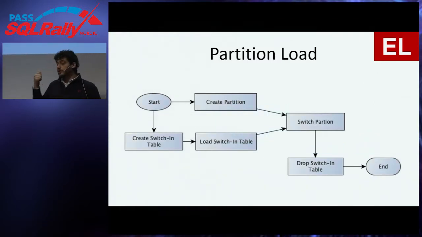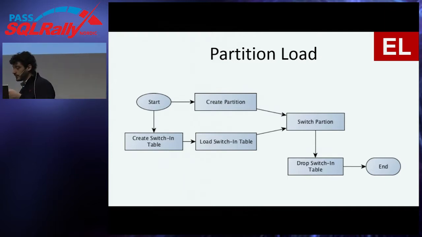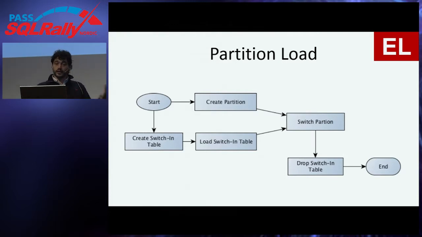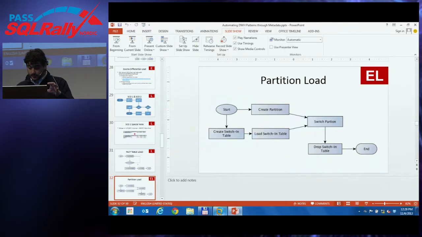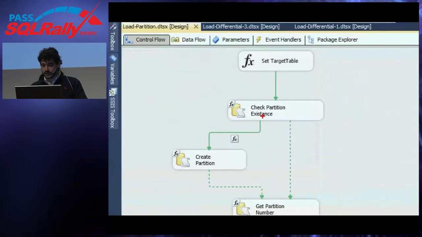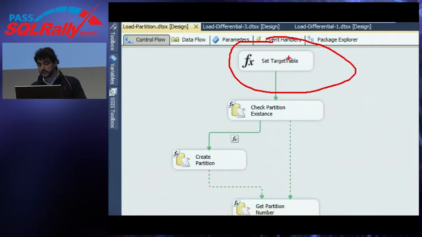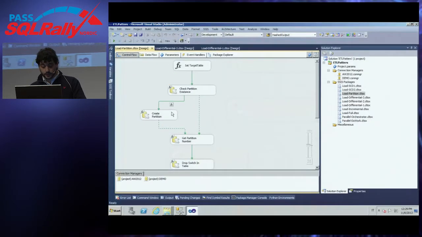Partition load is very easy. Create a partition if the data you are starting to load doesn't already have a partition of its own. Create a switching table, load the switching table, switch the partition, drop the switching table. It's as easy as that. And the physical implementation of this is exactly that one. First of all, we need to understand which table we are working on. Check if the partition exists. If it doesn't exist, create a partition.